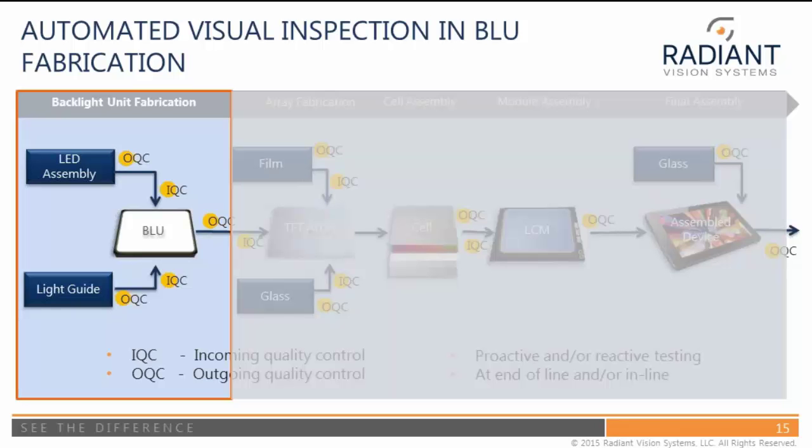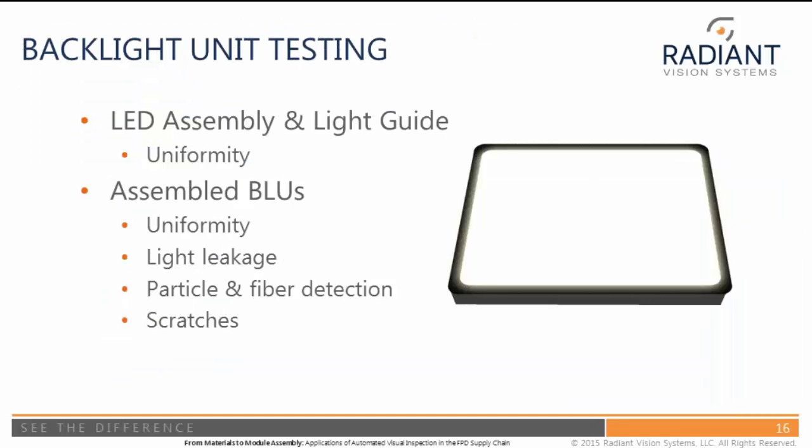So let's talk specifically about backlight inspection. The backlight unit is an LED assembly and a light guide or diffuser, some kind of essentially Lambertian surface which will diffuse the light and make a uniform illuminator for the liquid crystal module. Essentially, the backlight unit is the only device that illuminates the flat panel display, and any non-uniformity or undesirable effect that is present in the backlight unit will propagate all the way to the flat panel display itself.